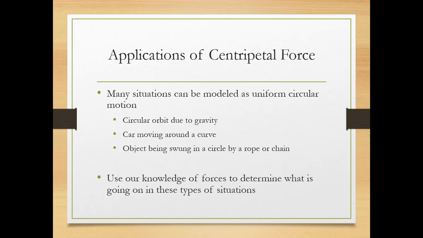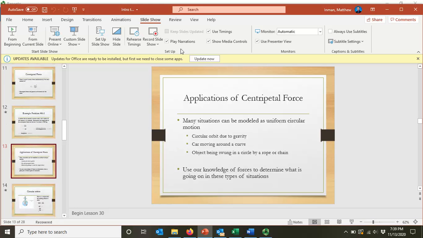We'll get into this a lot more in future lessons. There are many situations that can be modeled as uniform circular motion. Three of the big ones that I can think of off the top of my head are a circular orbit due to gravity, a car moving around a curve, and an object being swung in a circle by a rope, a string, a chain, something else. If we reach back to Unit 3, Newton's laws and forces, we can determine what's going on in these various situations and then begin to determine something about the circle. Maybe how fast it moves in a circle, or what radius of circle we need, or what is the force that has to be acting on the object to move in this circle. It really depends upon what we're actually looking for in that problem.